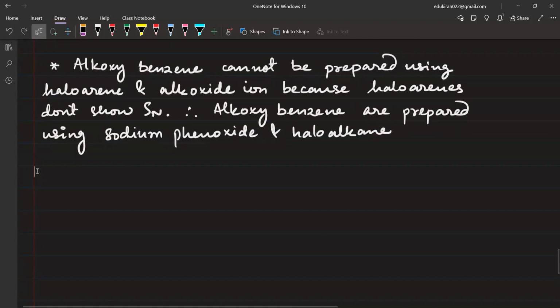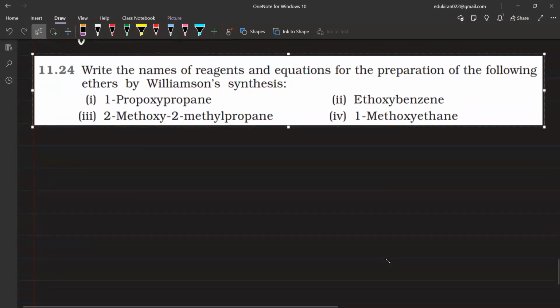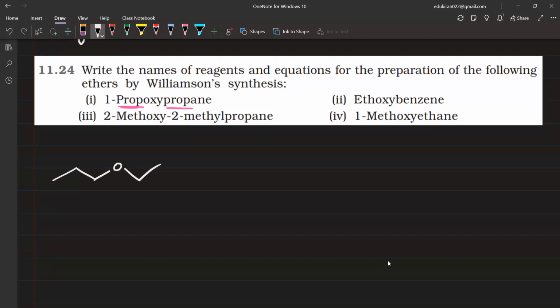Please write the question. Write the names of reagent and equations for the preparation of the following ethers by Williamson ether synthesis. Now, the first step of doing these types of problems is to make the structure. So 1-propoxypropane. What is propane? Propane has 1, 2, and 3 carbon atoms, and it has a propoxy group. That means it has oxygen with 3 carbon atoms like this. Now this is a symmetrical ether, so you don't have to worry.